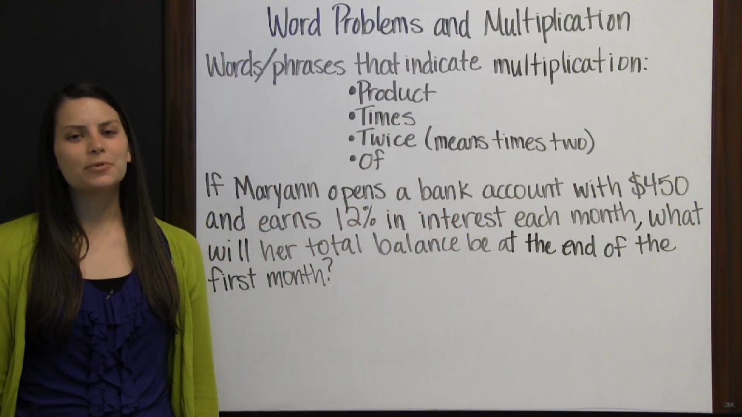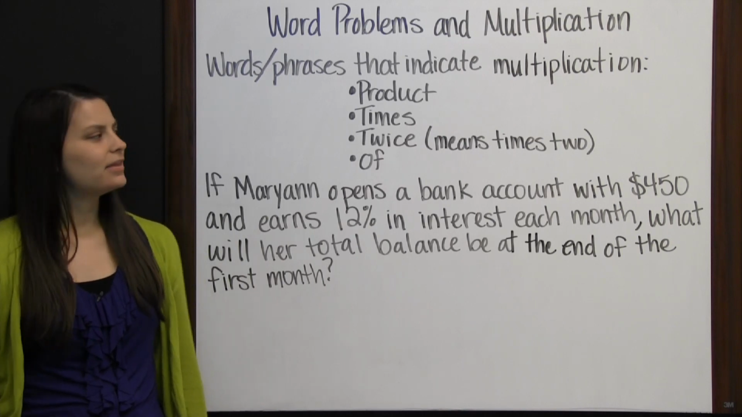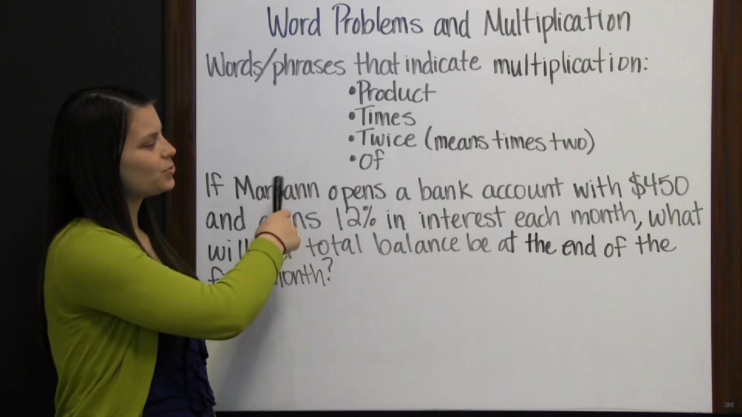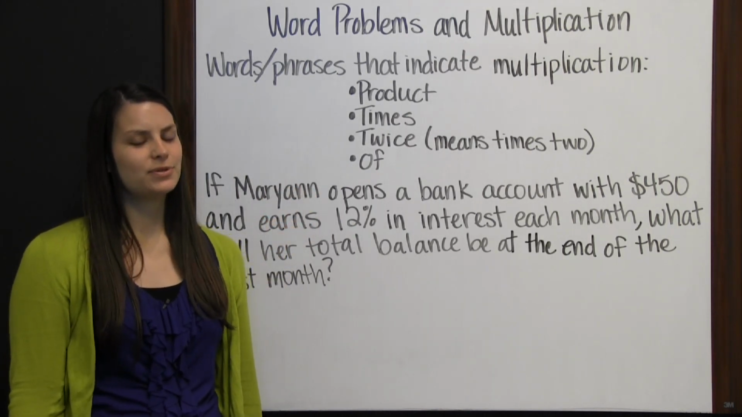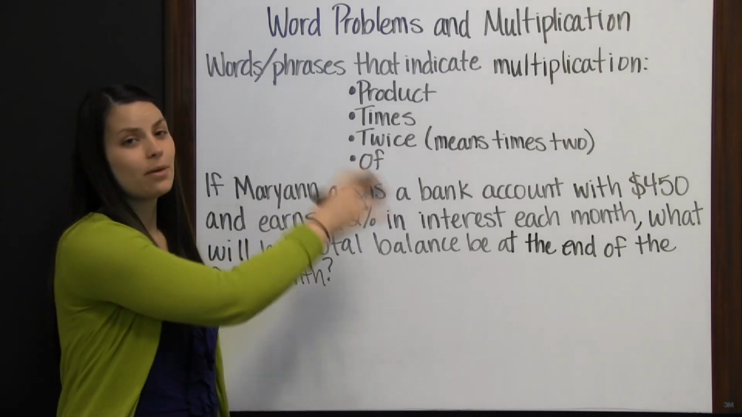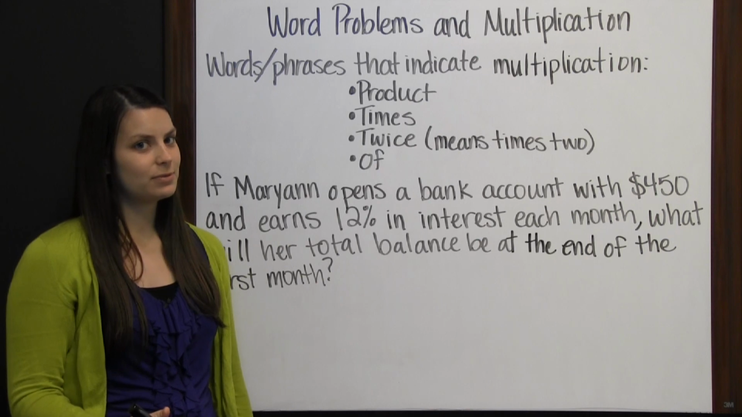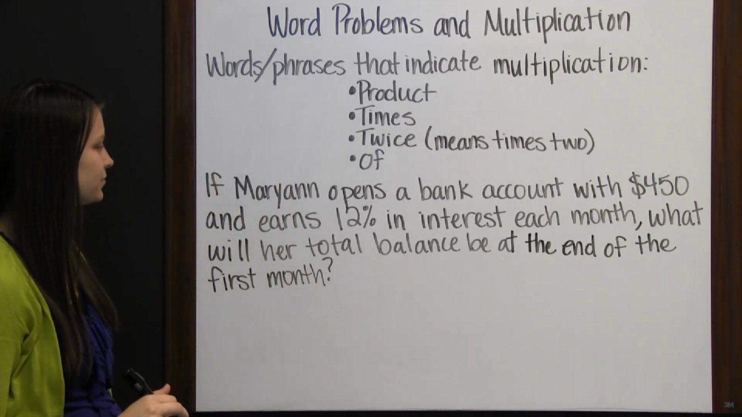Word problems and multiplication. When you come across a word problem that has any of these words, product, times, twice, or of, chances are you're going to have to multiply. Now, this is not a comprehensive list of all of the words that would tell you to multiply, but this is a few of them. Let's look at an example.